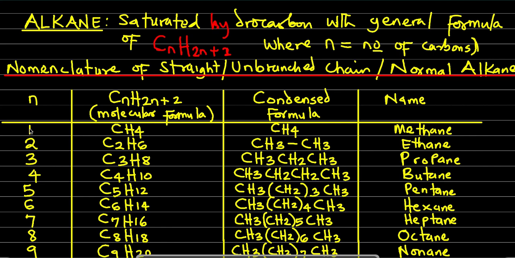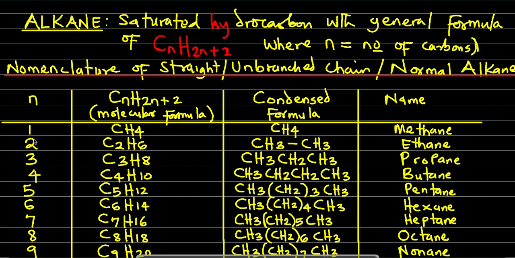Alkanes with 1 carbon atom: if you put 1 in place of n, that becomes C1. 2 times 1 is 2, plus 2 is 4. So the first member of the alkane series is CH4, and the name of this first member is methane. The condensed formula for methane is the same as the molecular formula.